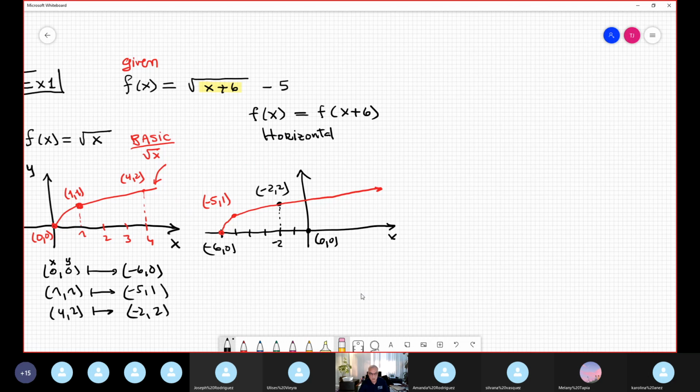Horizontal shift, 6 units to the left. How do you know which way, left? Because it's positive. Okay, now the last transformation is f of x plus 6 minus 5.